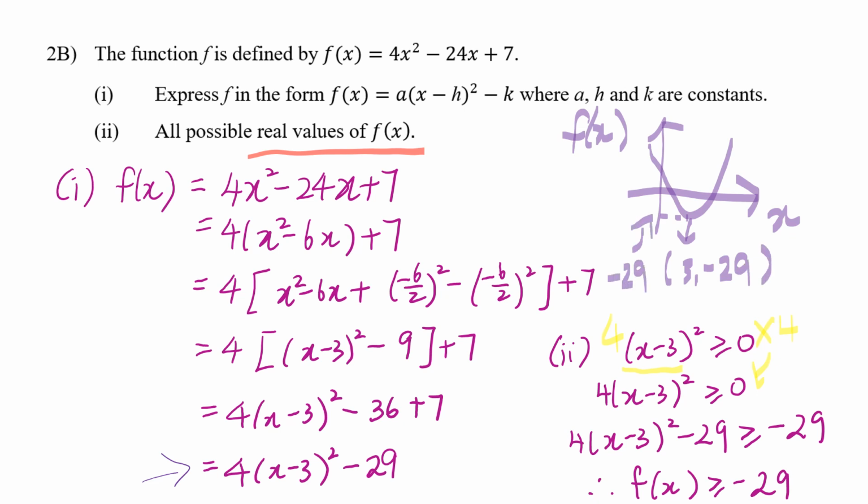Therefore your f(x) value is just referring to the y value. So your y value will be anything more than or equal to negative 29. This is what it means. All possible real values of f(x) will be more than or equal to negative 29. It will be this portion here, and you see that the f-axis portion will always be more than or equal to negative 29, because negative 29 is the minimum f(x) value already.